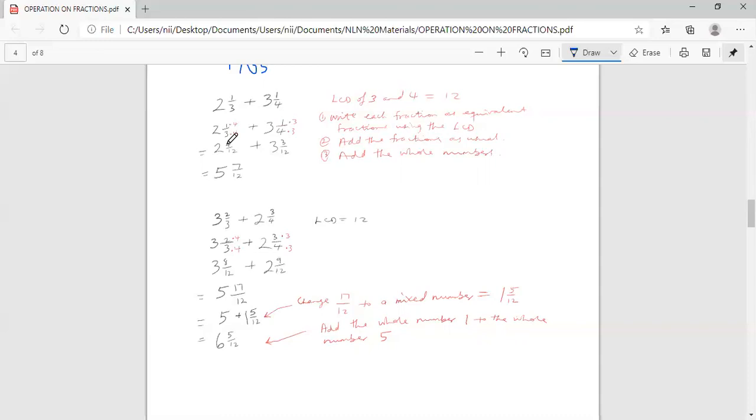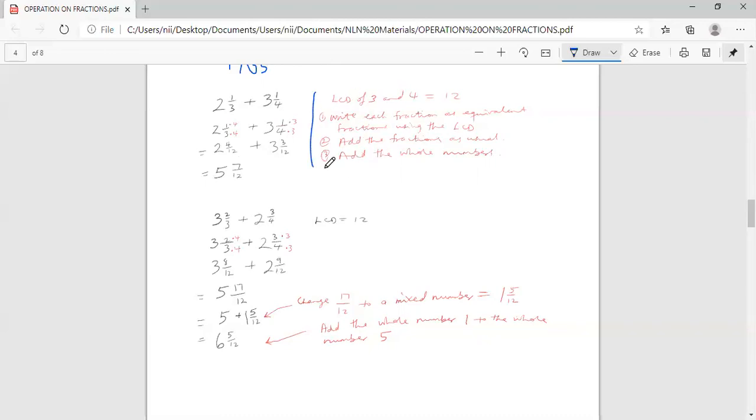Now we can add the fractions. 4 plus 3 gives me 7 over the common denominator. Add the whole numbers. 2 plus 3, you get 5 whole numbers. Okay, so the answer is 5 and 7 out of 12 parts. 5 and 7 twelfths. Good. So the same approach, all right?